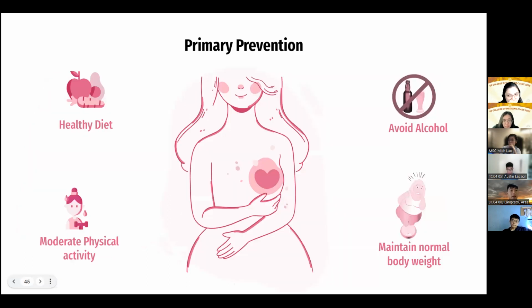Next slide, please. So for the primary prevention of our patient, usually this is aimed to eliminate causes leading to disease occurrence. That's why we promote a healthy lifestyle, healthy diet. This includes moderate physical activity of at least 150 minutes per week, avoiding alcohol, and maintaining normal body weight.